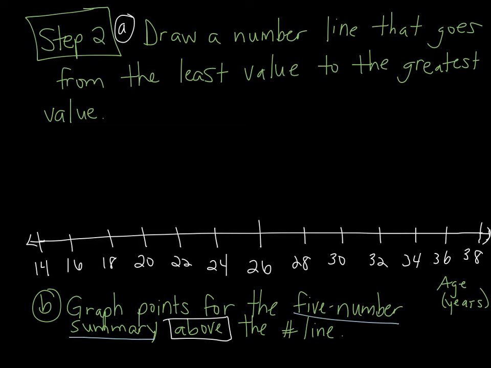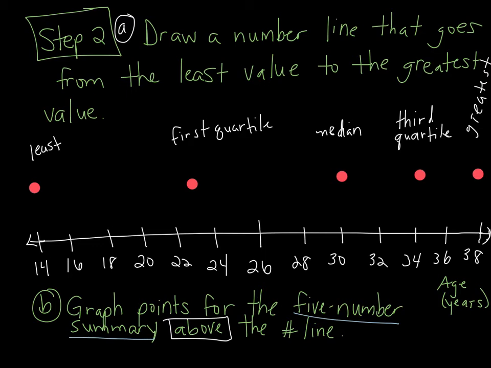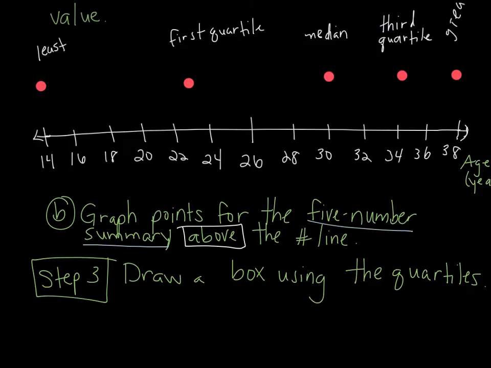The next thing we're going to do is graph the points for the 5-number summary that we talked about, that list from before, above the number line. So usually when we did this stuff we said no floating dots, but in this case we're actually going to make those floating dots for a box and whisker plot. So these are the 5-number summary items that we just talked about, and again we put a dot above each one. So the least value was 14, the first quartile was 23, the median we figured out was 30, the third quartile was 34, and the greatest value on our list was 38.